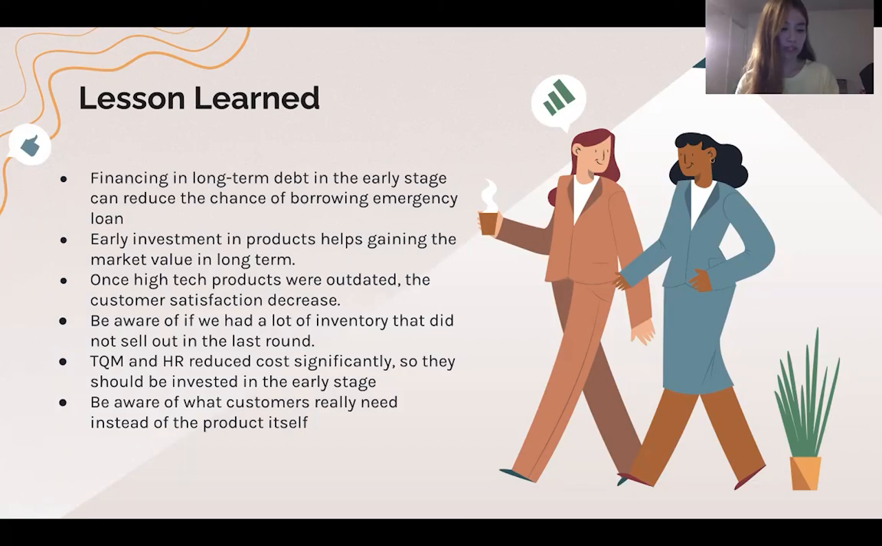Especially for the high-tech market, you won't attract customers with high awareness of outdated products if customers want to purchase a new product. That's all.